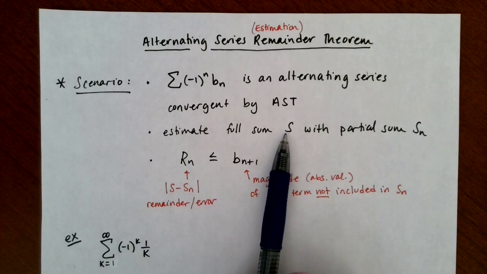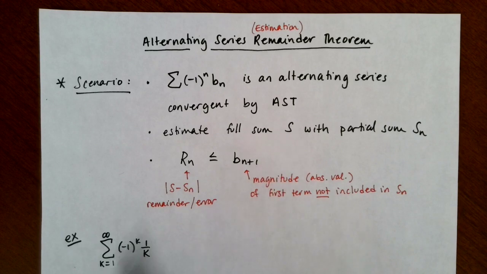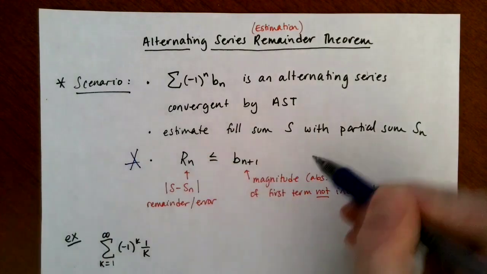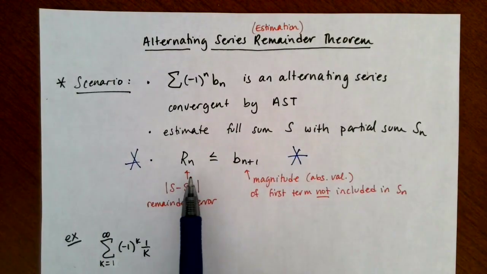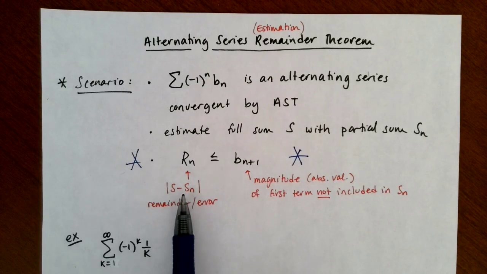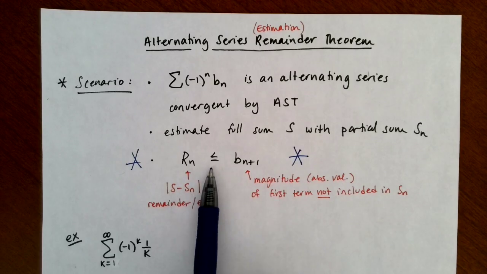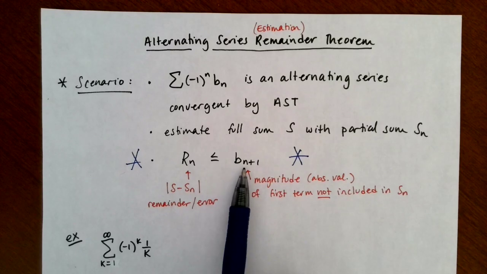In that case, the alternating series remainder theorem gives us this statement right here that we can use to estimate the error. So we have Rn, which is the difference between what we're trying to approximate and our partial sum. That remainder error is always less than or equal to the magnitude of the first term that is not included in that partial sum.